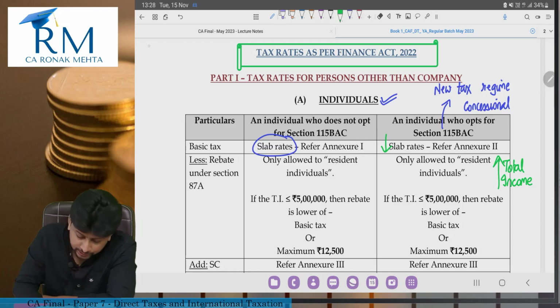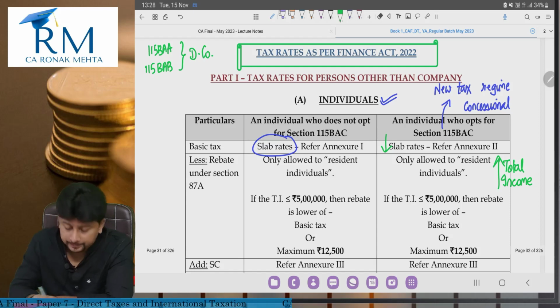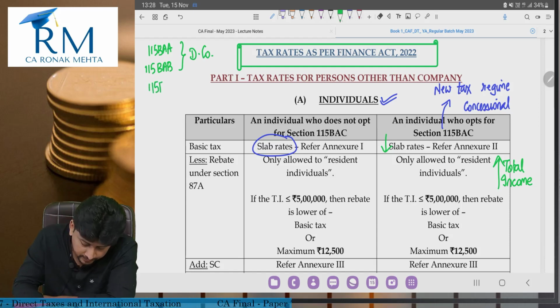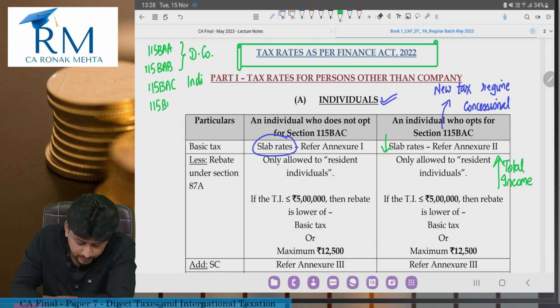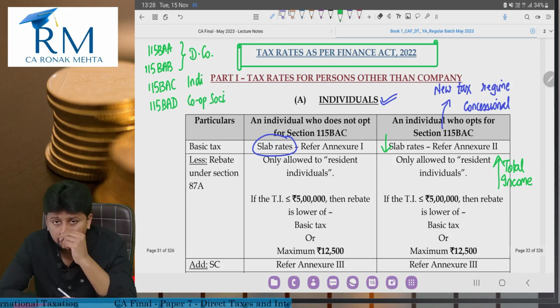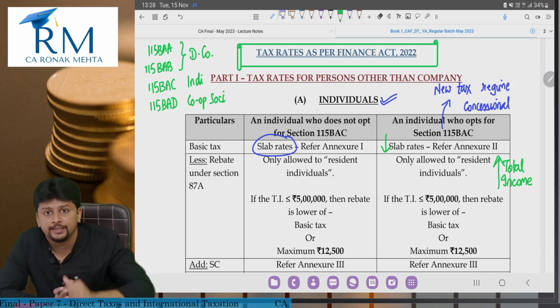There are 4 sections: 115BAA and 115BAB, which are 2 sections that are applicable for domestic companies; 115BAC, which is applicable to individuals; and 115BAD, which is applicable to resident cooperative societies. In one simple word, I would say they are concessional tax rates.